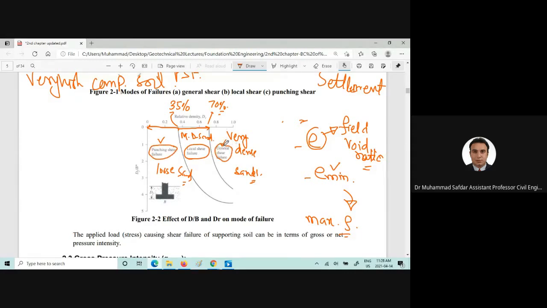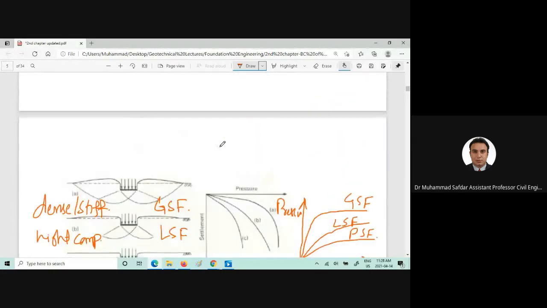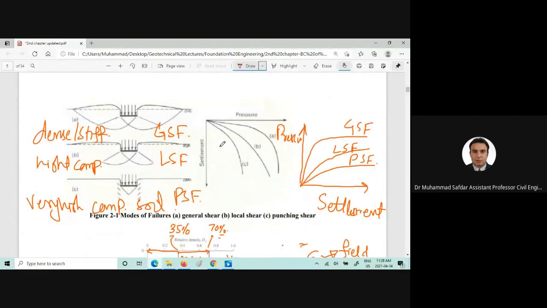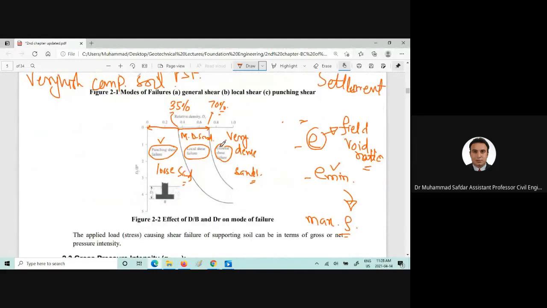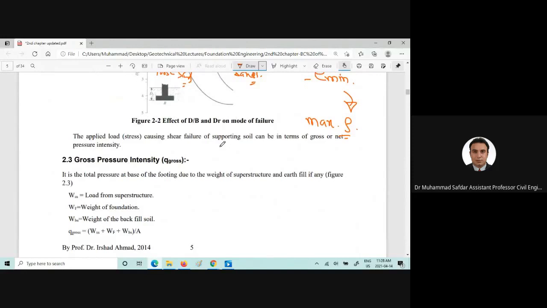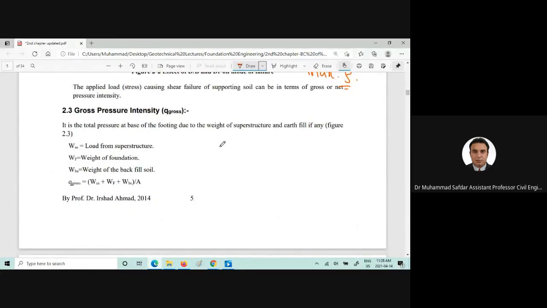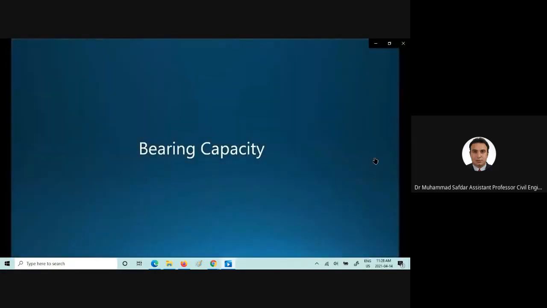So these are the three failure modes which we can relate to different types of densities, or even the state of the soils, depending upon the compressibility or the density or relative density of the sand or cohesionless soils. Now that was related to the mode of shear failure. I have a video to show you, just to explain a few things.